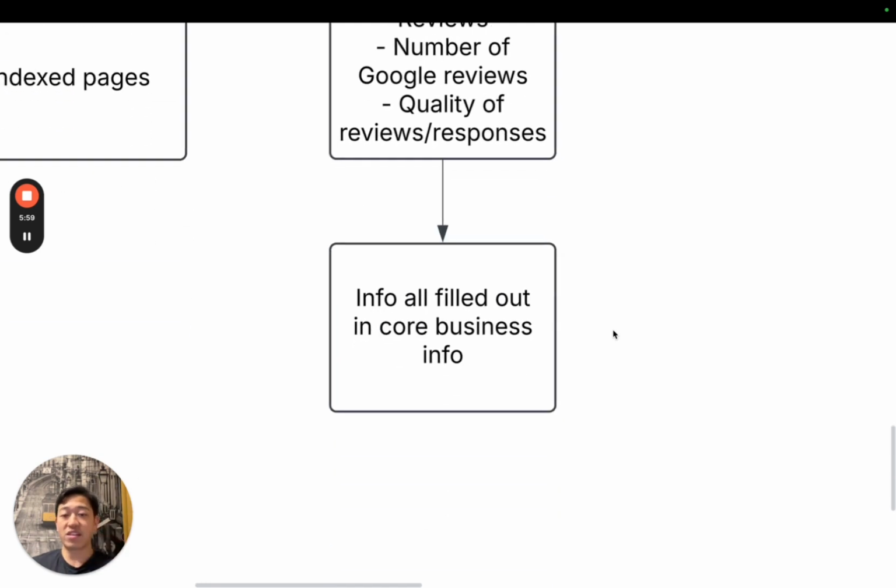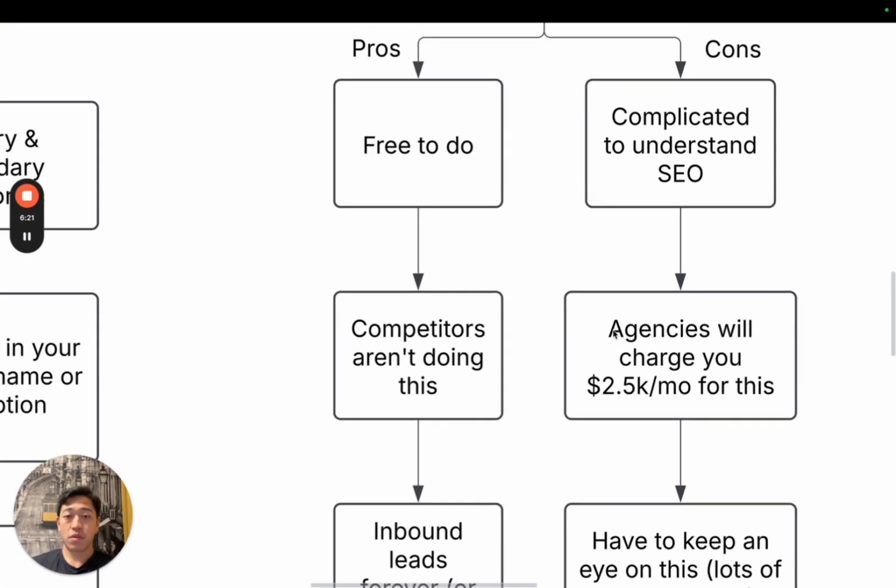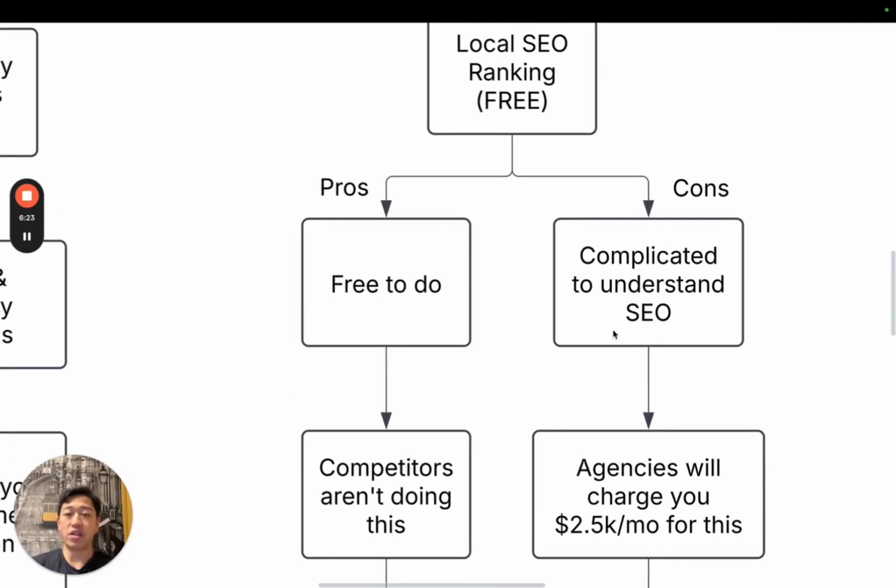And then the last thing is you must have all the info filled out about your core business. If you're missing the business hours, go ahead and add that. If you're missing a price point, add that as well. You want to make sure that everything on Google My Business is filled out to the maximum. And that way Google knows everything about your business and can show you to the right customers to start getting leads for free.